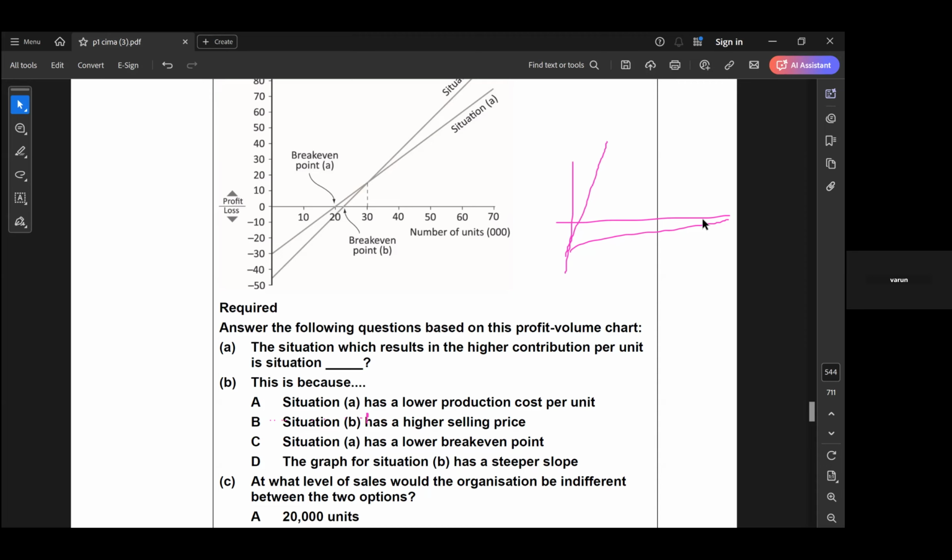A higher selling price, automatically will that give you a higher contribution? I do think so. This can be true. The higher selling price can give you that, but a higher selling price and higher production cost could have been a problem. Correct. So they're talking about two situations.